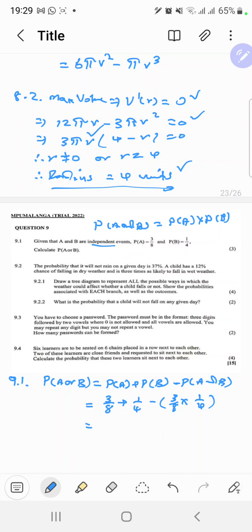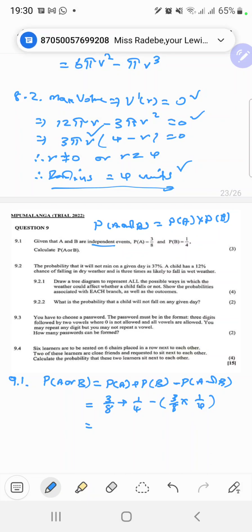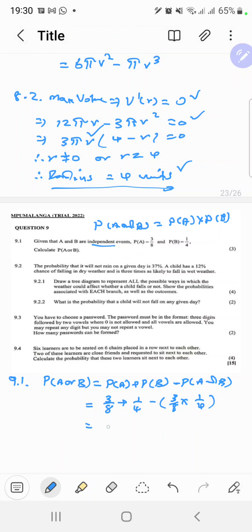So you don't want to worry too much. Minus, here we have 3 over 8 multiplied by 1 over 4. So my brain is a little fried, my friends. So this one I'm getting 17 over 32. Which when you take down, I'd rather leave it here.